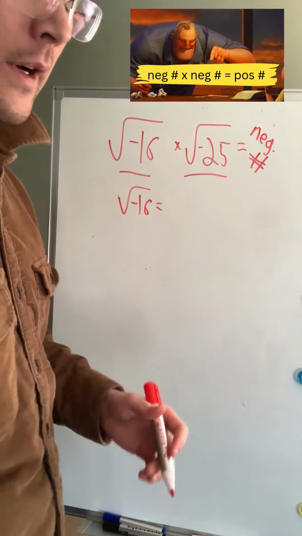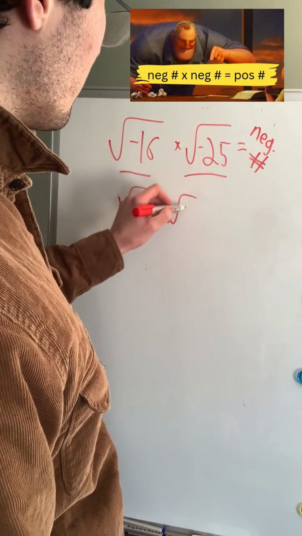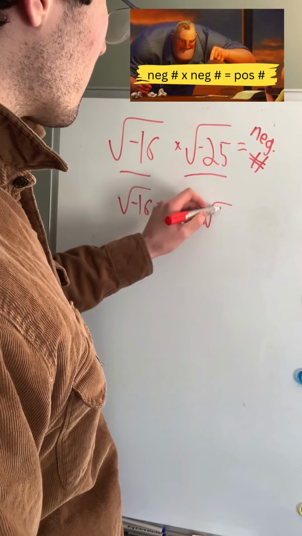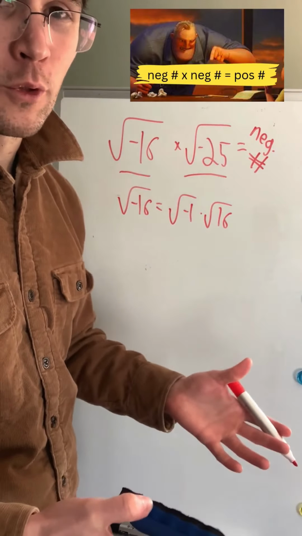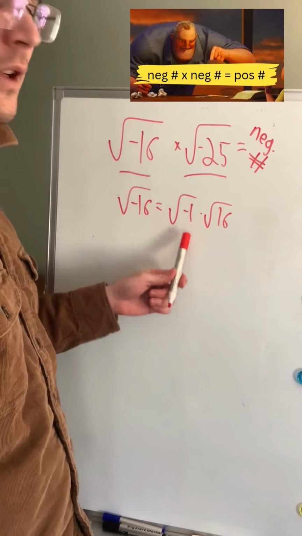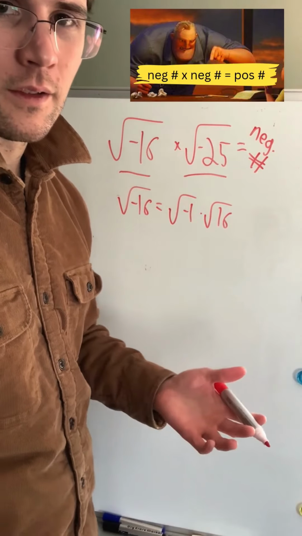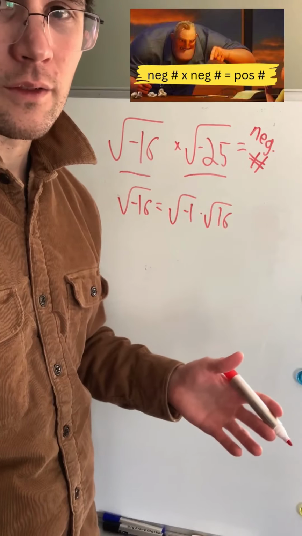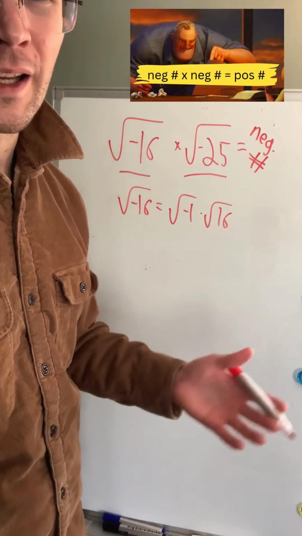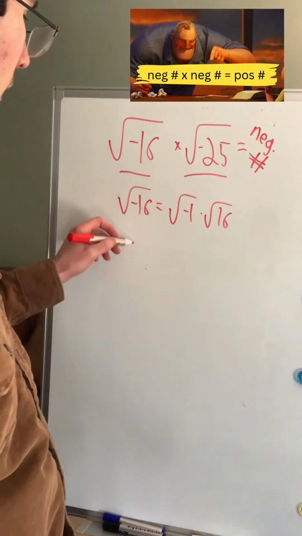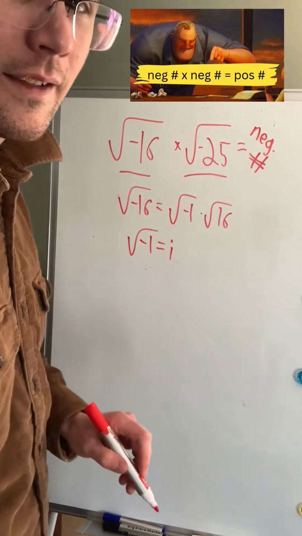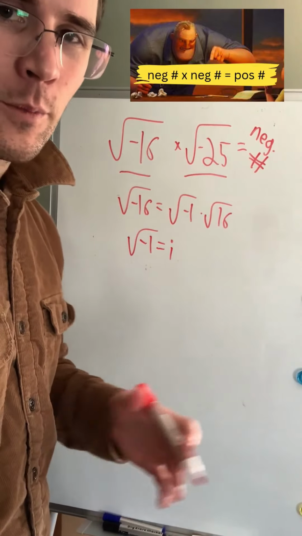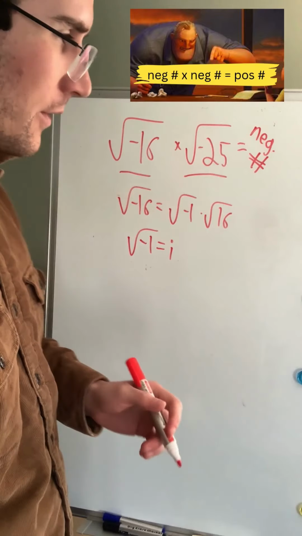Now, luckily, we can rewrite this as the square root of negative 1 times the square root of 16. But of course, we've run into a new problem: what is the square root of negative 1? If you square a number, it's positive, so how are we supposed to square a number and get a negative number? Well, the square root of negative 1 is actually equal to i. And i is the entire basis for imaginary numbers.